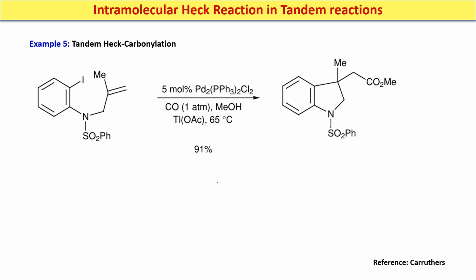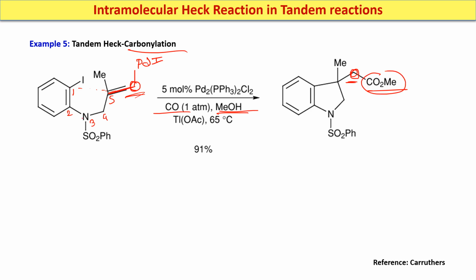Example 5, tandem Heck carbonylation. So this is our CI bond. Let me do the numbering. 3, 4, 5. So 1, 5 bond that will be now connected, and finally the PD that will be shifted here. Okay, but in presence of this CO and also this alcoholic co-solvent which is MeOH, there will be carbonylation. There will be first CO insertion, and in presence of this MeOH, finally with this carbon, this is the carbon, the previous one, this one, and finally from CO and methanol we are getting this type of ester.